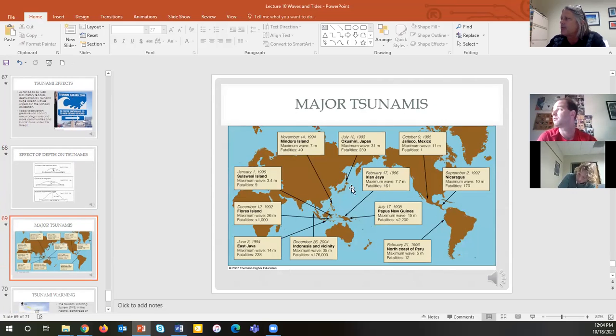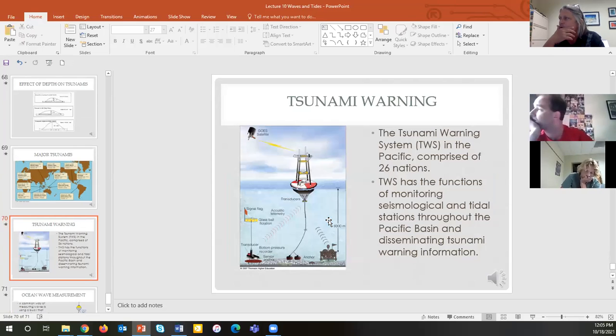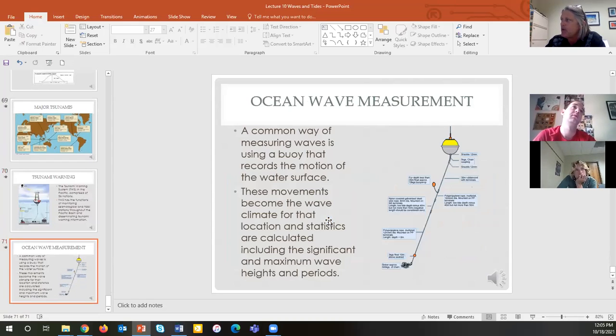Major tsunamis strike all along the Pacific Rim. Very rarely, notice here, we don't have the East Coast. We have one here with a deep area in Nicaragua, but we're really worried about the Pacific Rim and the Indian Ocean. We do have a tsunami warning system where 26 nations monitor and warn coastal cities of tsunamis. Since tsunamis don't have a huge height or amplitude out to sea, buoys with pressure sensitive areas are linked up to satellites to measure the movement of tsunamis.